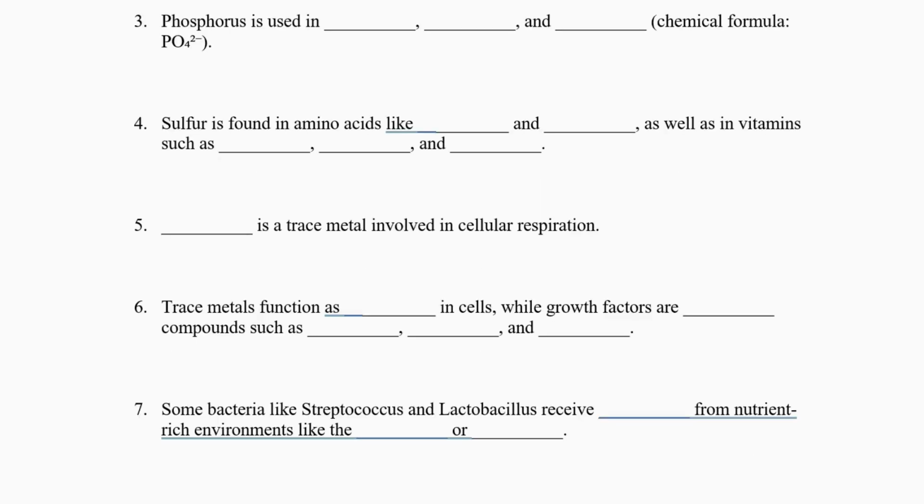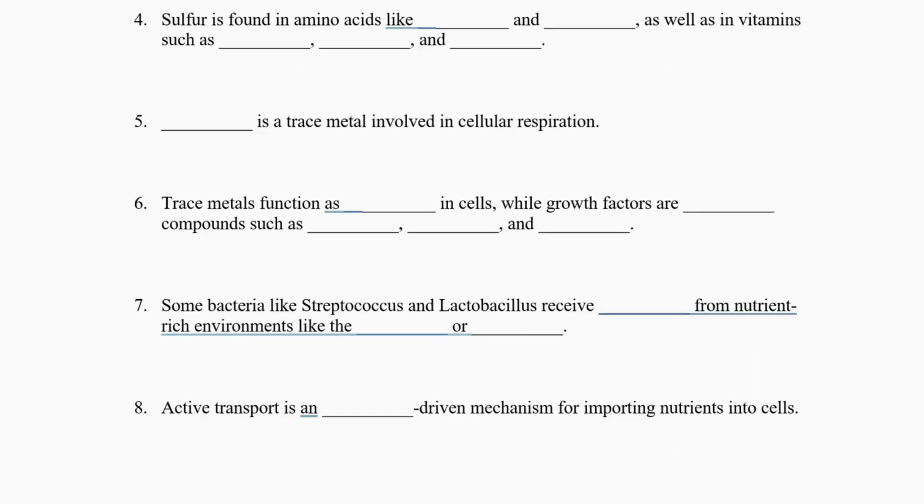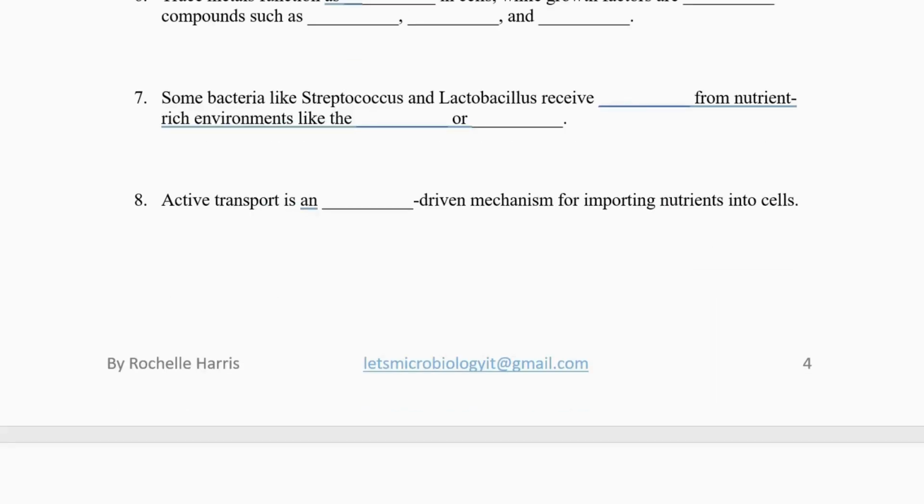Number 6. Trace metals function as what in cells, while growth factors are blank compounds such as blank, blank, and blank? 7. Some bacteria, like Streptococcus and Lactobacillus, receive blank from nutrient-rich environments like the blank or blank. 8. Active transport is a blank-driven mechanism for importing nutrients into cells.